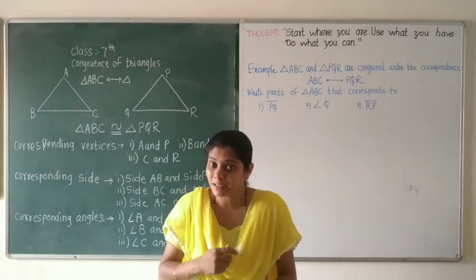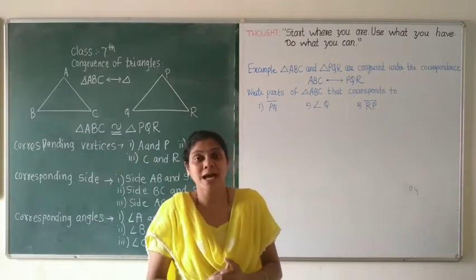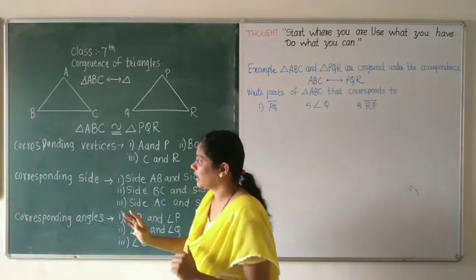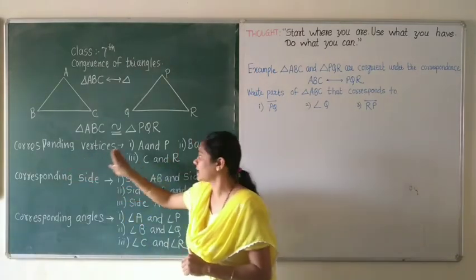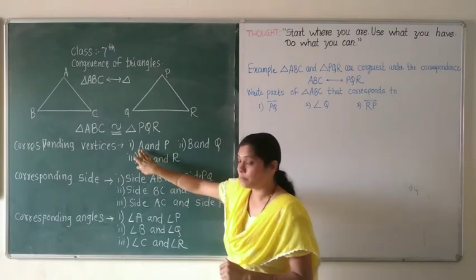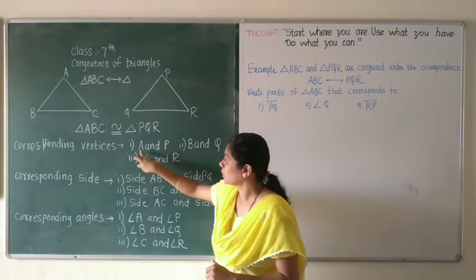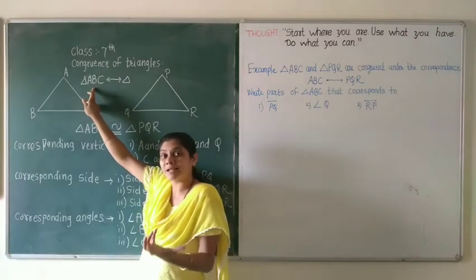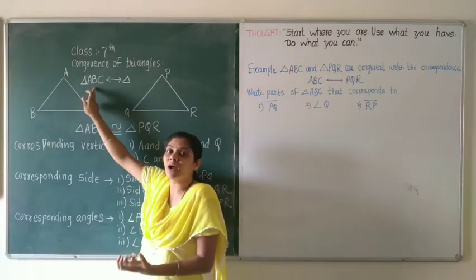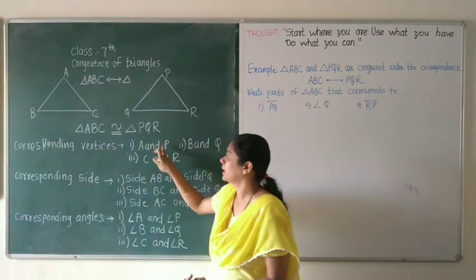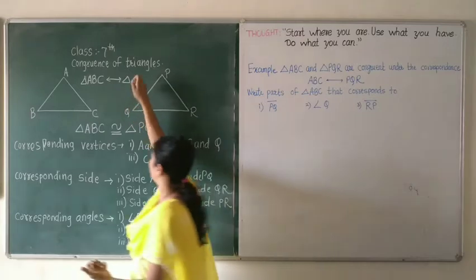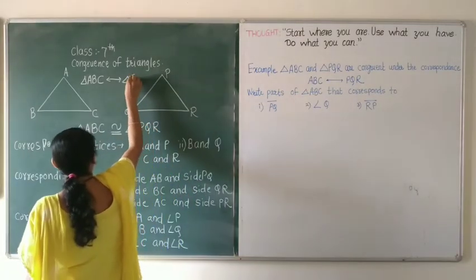But while writing the corresponding triangles, we have to write the proper name. Already look here at what we have written: corresponding vertices, A and P. So if A is at the first place, while writing the name of triangle PQR, what do we have to write at the first place? P, because A and P are corresponding vertices. So we will write here P.